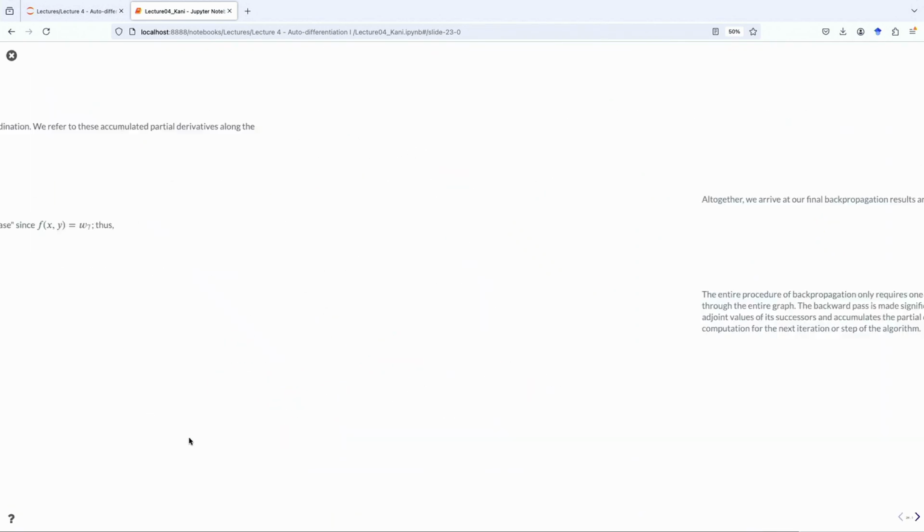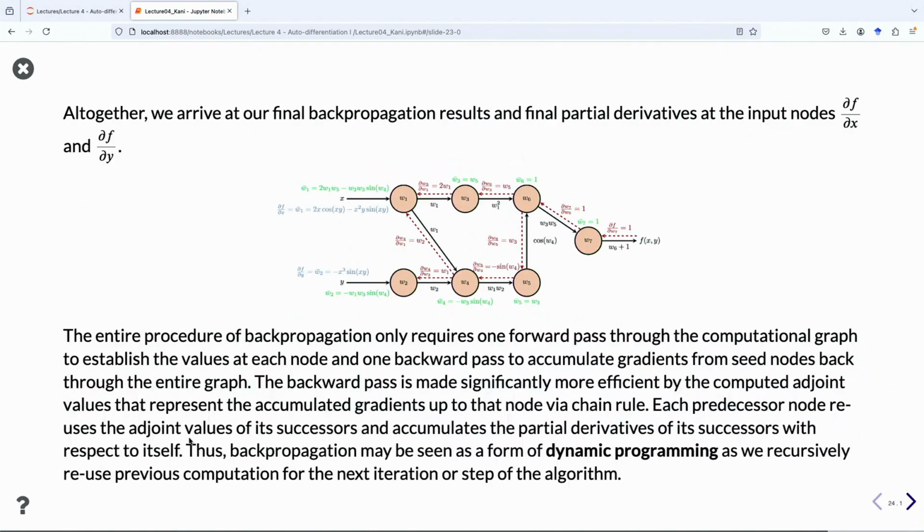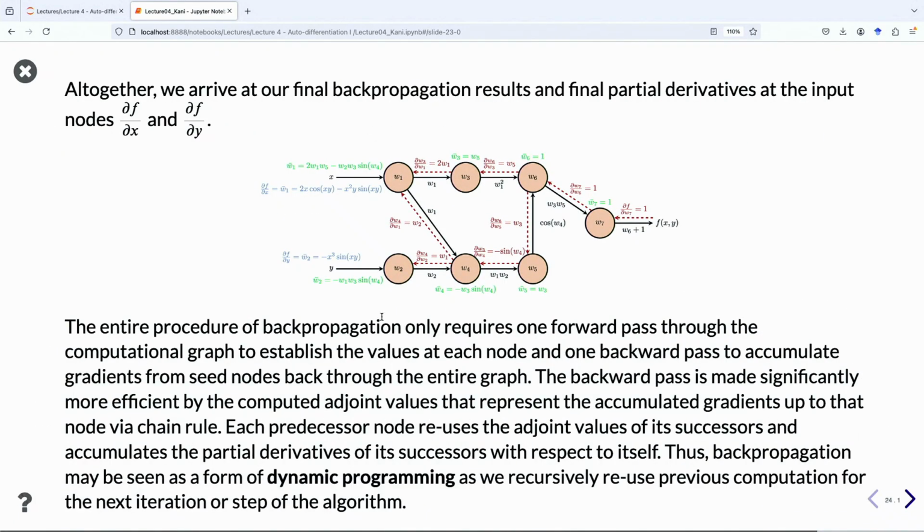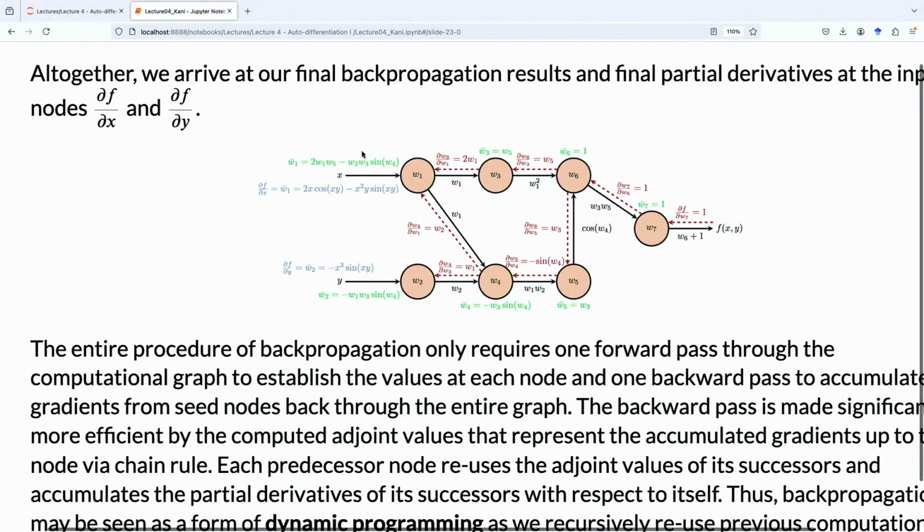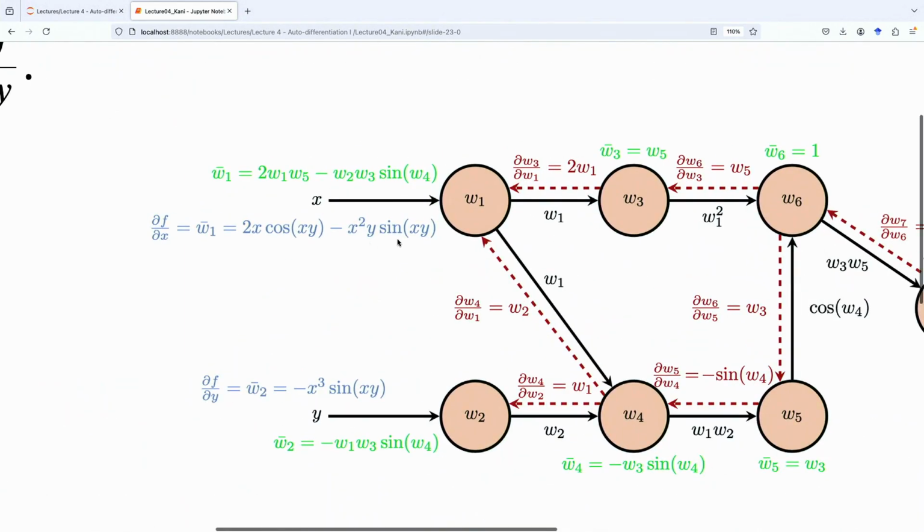So going to the next layer, there we go. This is formatted correctly. Going to the next layer, we get a total df dy of negative x cubed. We get x, since W1 is equal to x, so we substitute that out to get x here. W5 is equal to cosine of xy, so we substitute that out. And so subbing those values out, we get df dx is equal to 2x cosine of xy minus x squared y sine of xy. And then we could do the same thing. Df dy is equal to negative x cubed sine of xy.